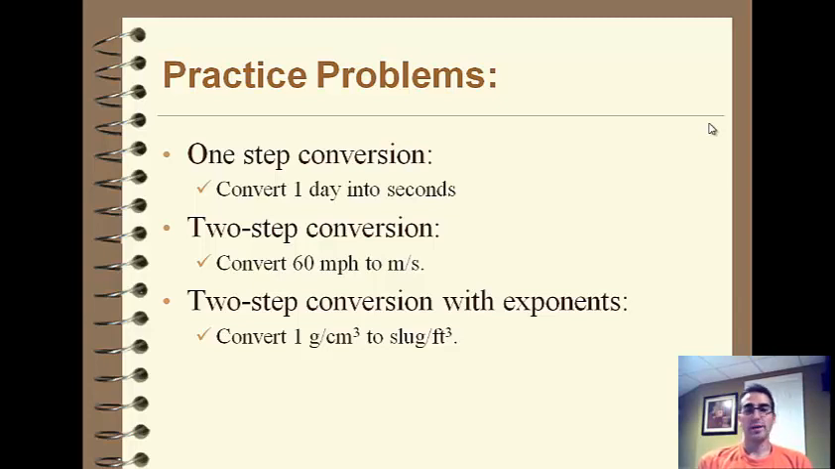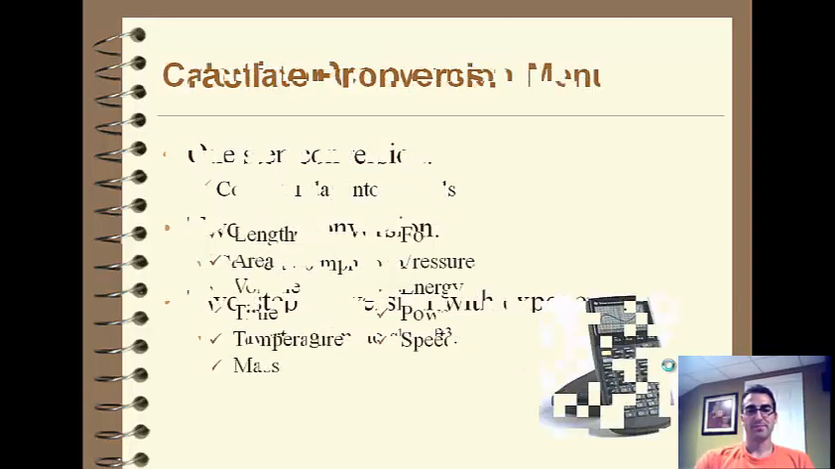For example, converting 1 day into seconds. Just having some prior knowledge about time, you know that there's 60 seconds in a minute, and there's 60 minutes in an hour, and there's 24 hours in a day. So to go from a day to seconds, it's really just a multiplication problem. There's two-step conversions, like converting miles per hour to meters per second. 60 miles per hour, well, how many meters per second is that? And last, two-step conversions with exponents. These get a little bit tricky because you're talking about cubed quantities, and whenever you have cubed quantities, it throws a little wrench in there, and I can show some examples on that as well.